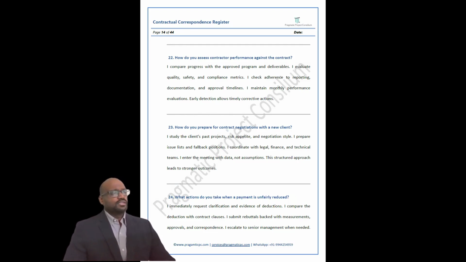The next question, 23: how do you prepare for contract negotiations with a new client? If it's an old client, we know their style, how they negotiate, and what they expect. Some clauses they will write in the contract but never enforce. We know them well. But if it's a new client, then we have to take lessons learned from old clients, and the pitfalls we faced in the contract, and that has to be compensated.